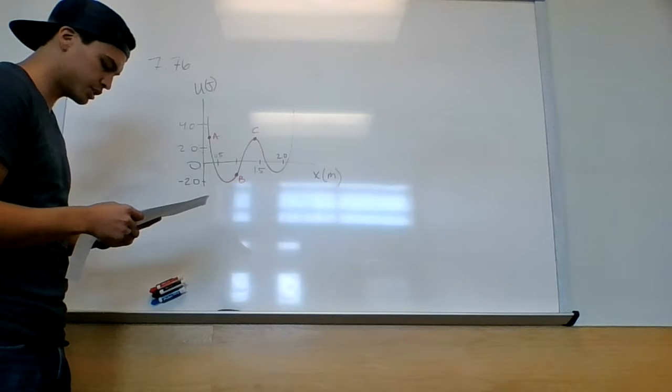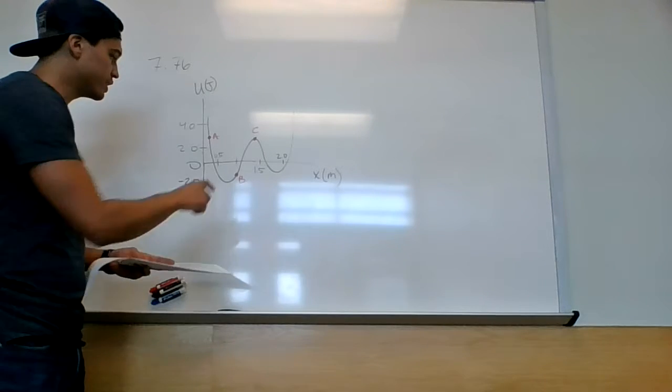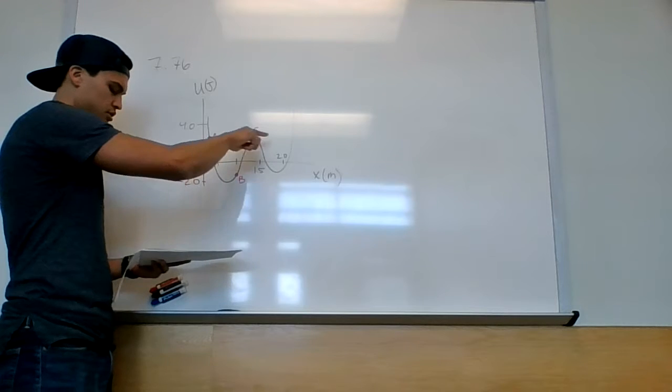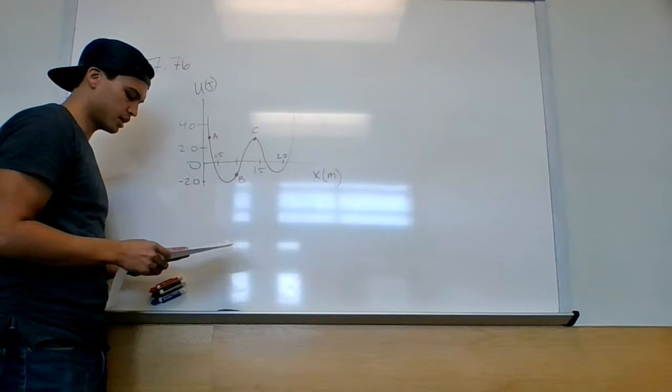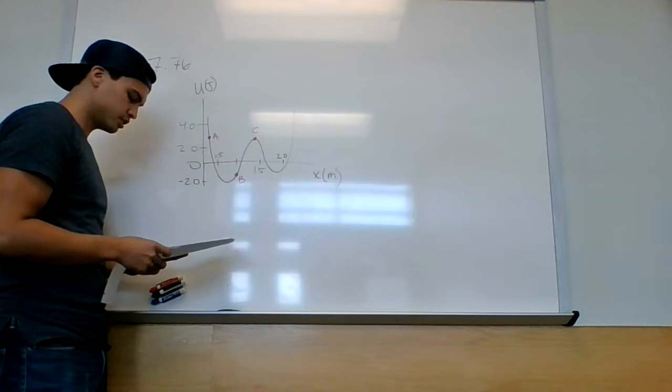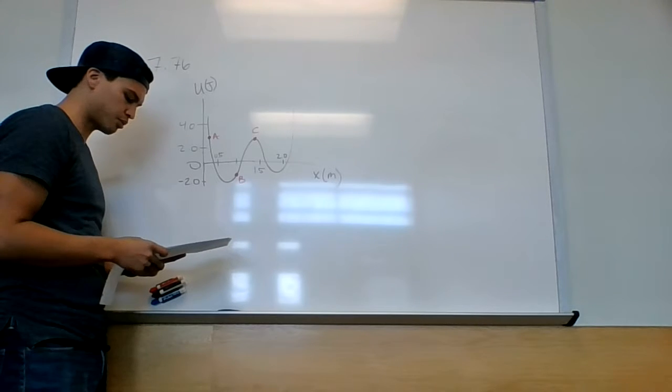Part D, what is the force of the particle when it's at point C? So the slope of this is 0. And that makes sense. So your force at that point is 0.